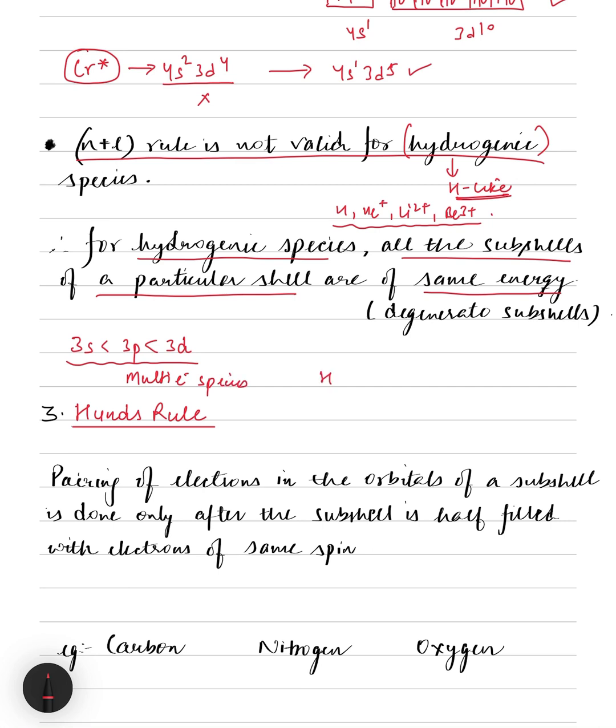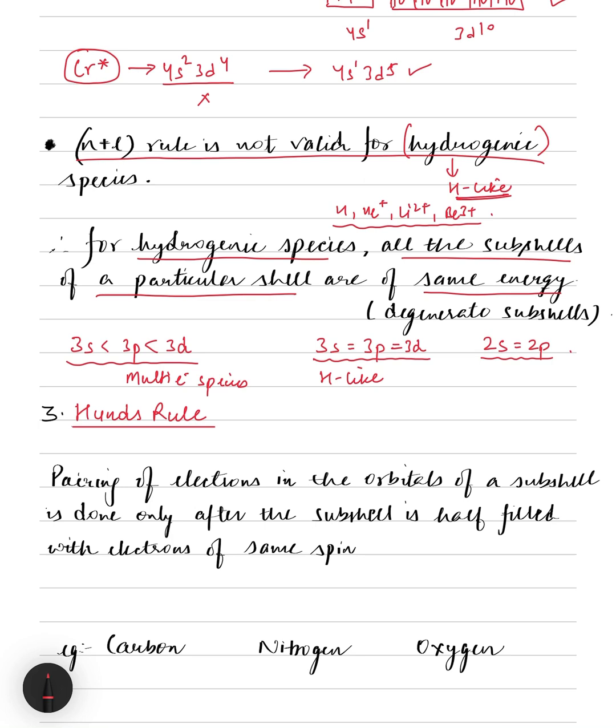But if I talk about hydrogen-like species, that is hydrogenic, in that case 3s, 3p and 3d, these three subshells present in the third shell, will have the same energy. This is the meaning of this statement. Similarly, in the case of the second shell, 2s will have the same energy as 2p. Both will have the same energy, right? This is the meaning of this point, that the n plus l rule is not valid for hydrogenic species, and all the subshells present in a particular shell will have the same energy in the case of hydrogenic species.